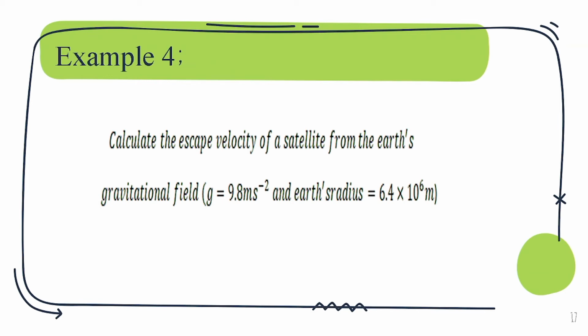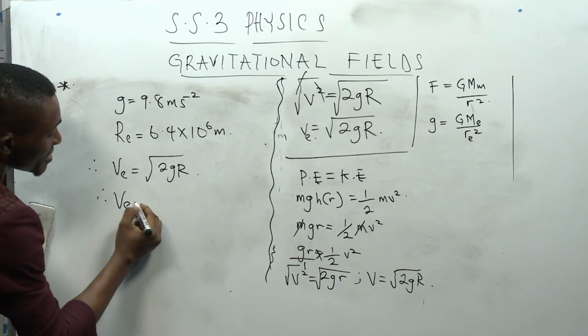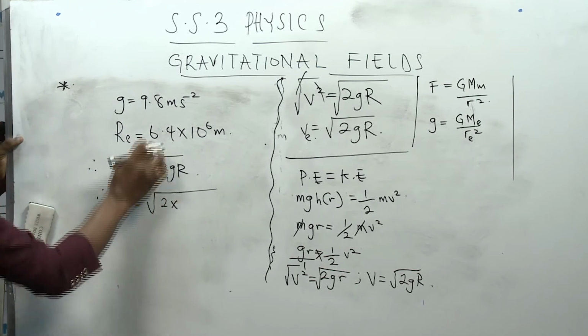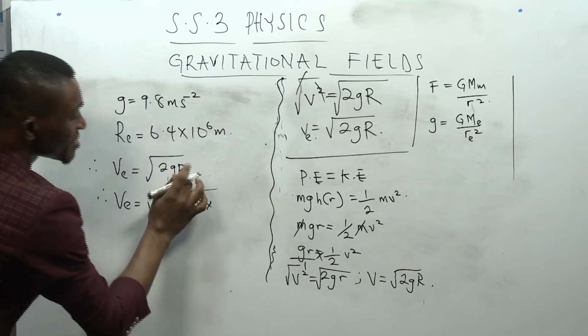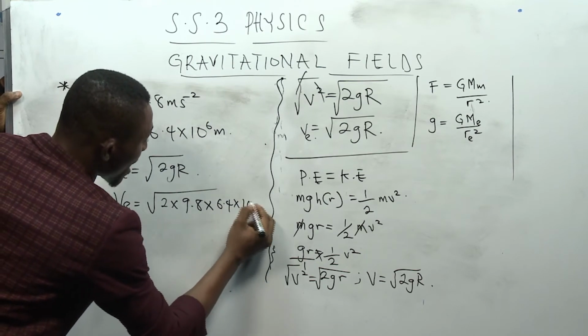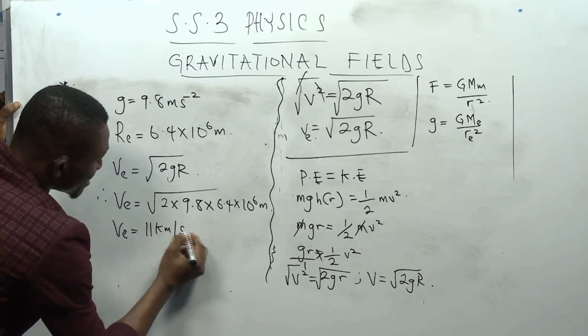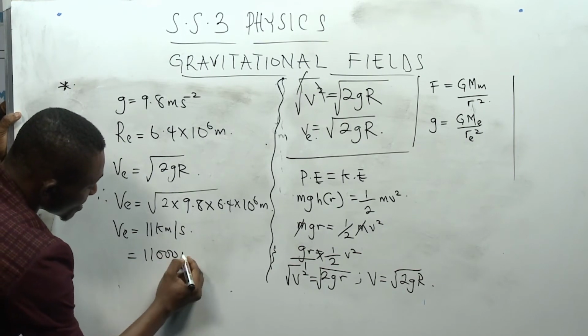If g is equal to 9.8 m/s², the Earth's radius, RE, is equal to 6.4 times 10 to the power of 6 meters. So we want to calculate the escape velocity of the Earth. Our formula is given as V is equal to 2gR, and from here, VE is equal to the square root of 2 times g, which has a numerical value of 9.8, times the radius of the Earth, that is the distance of every object from the surface of the Earth, which has a value of 6.4 times 10 to the power of 6 meters. And if we calculate that, we are going to get a value of 11 kilometers per second, which is also represented as 11,000 meters per second.